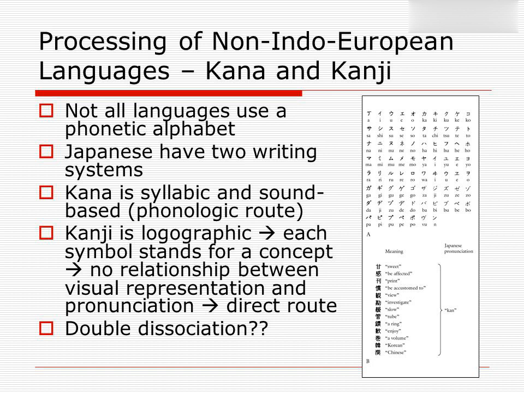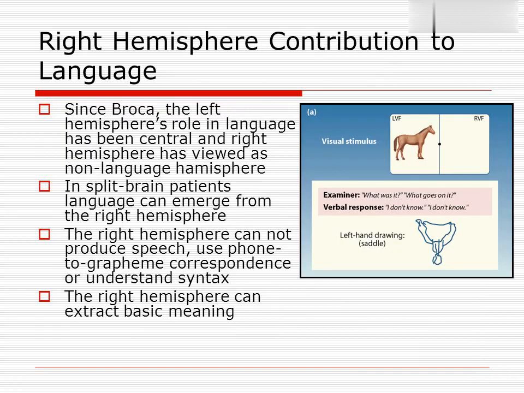Processing of non-Indo-European languages: Kana and Kanji. Not all languages use a phonetic alphabet. Japanese has two writing systems. Kana is syllabic and sound-based, using the phonologic route. Kanji is logographic: each symbol stands for a concept, with no relationship between visual representation and pronunciation, using the direct route. This gives a double dissociation.